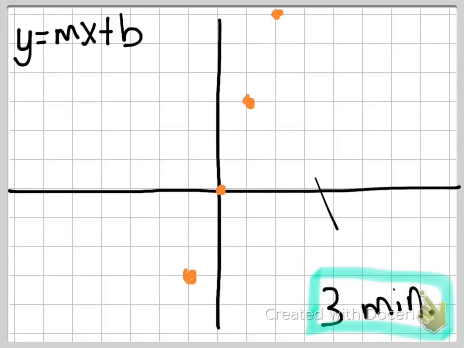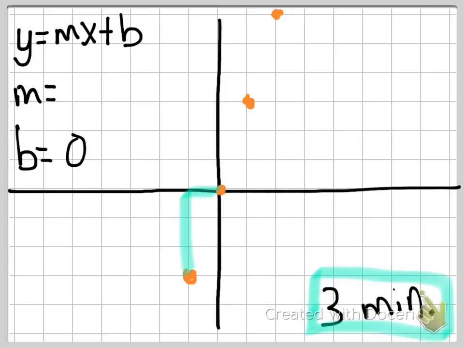Now, in our next slide, you again are going to have 3 minutes. And I need you to look at this line and tell me what my slope is and tell me what my y-intercept is. Okay, you may begin. Okay, well, the easiest part to do is to figure out where it is crossing the y-axis, and it's crossing it right in the middle. So that means that b equals 0, because 0 is my origin.